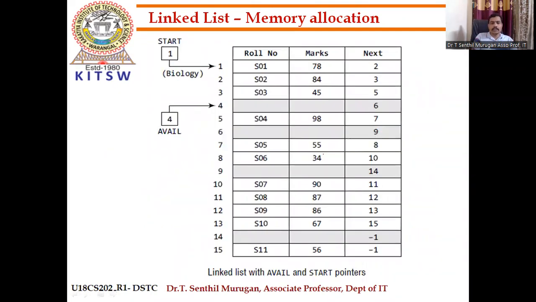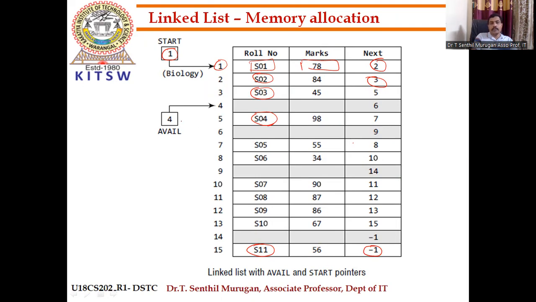So see this diagram here. Example: the linked list with avail and start pointers. This is the linked list. Simply, the linked list has a start pointer. This start pointer has the address 1. So it comes to finding location 1. In this location, student 1 and mark 78 are there, then it finds the next node. The second node, the second student, is there. Next, the third node, the third student. Next, the fifth node, the fifth student. Like that, it keeps finding up to S11. S11 has -1 in the next node. So -1 means that is the last node of the list.